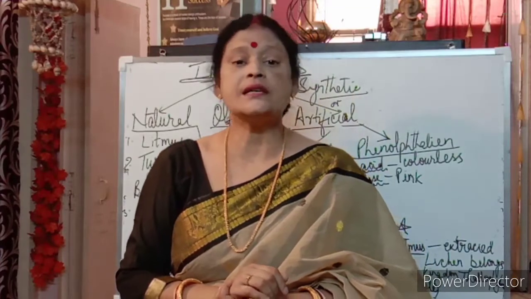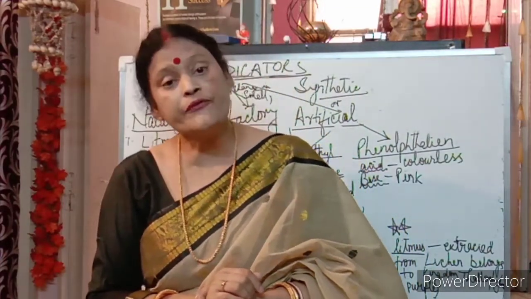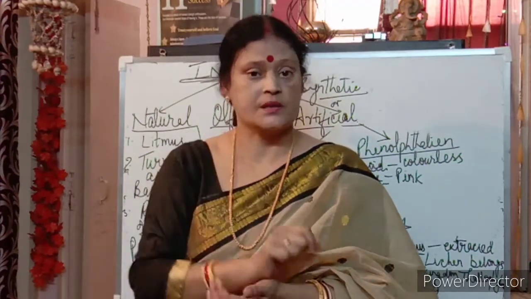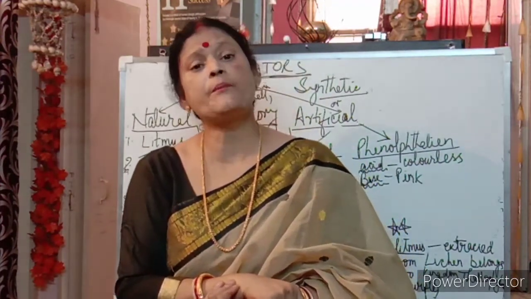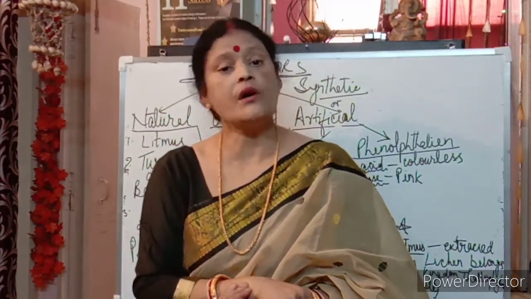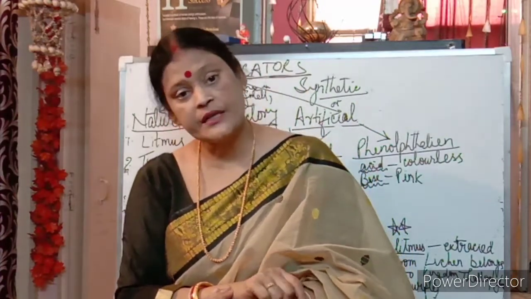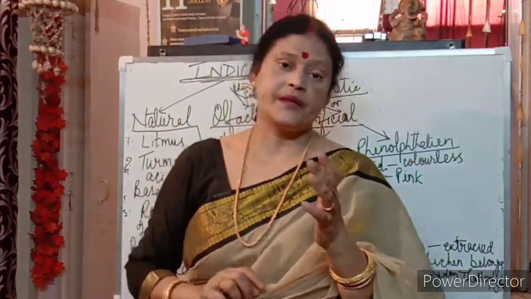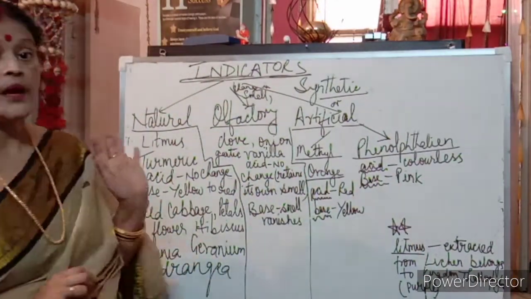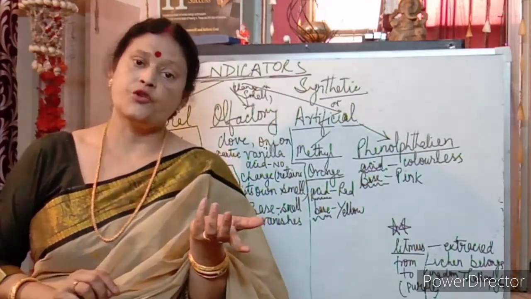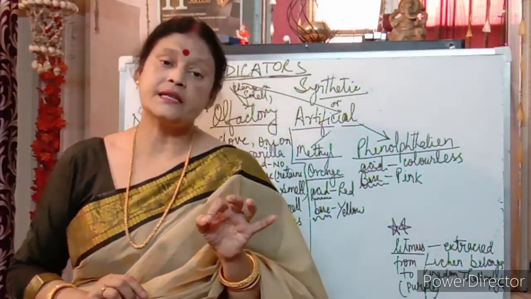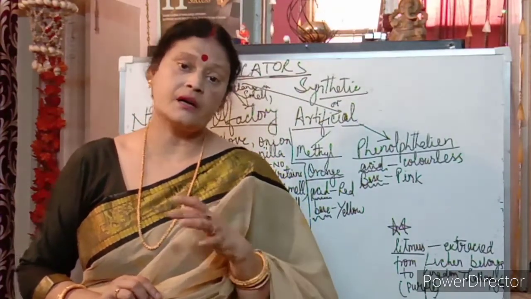Clear? Litmus is available in solution form and also in the form of paper strips. In the laboratory, mostly we use paper strips of litmus paper. One strip is blue in color, another strip is red in color. Clear, students? Litmus. Next is turmeric. See, first is litmus, second is turmeric. You all know we use turmeric in our cooking. Turmeric kills bacteria in our body. Clear?